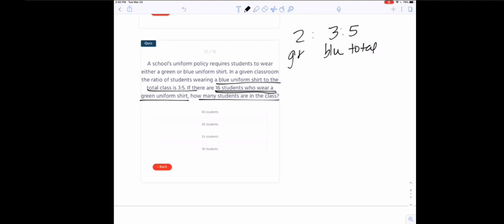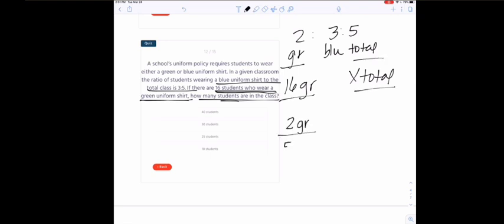Okay, now what else does the question tell us? 16 students wear a green uniform, 16 green. How many students are in the class? So how many is the total? So we're going to use green, green, total, total. We're not using blue for this one. Let's set up our fraction. 2 green is to 5 total is equal to 16 green over x total.